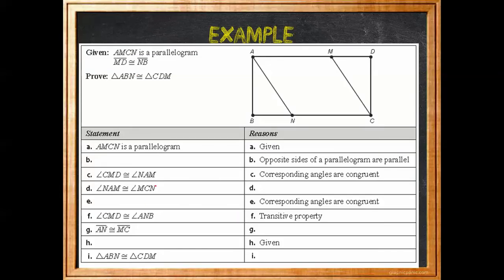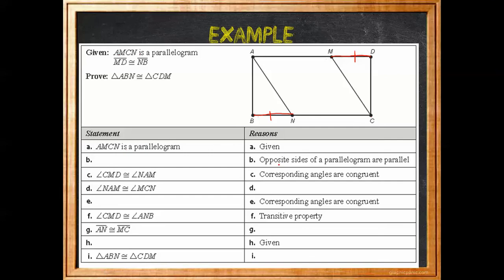Okay, here's a proof right here. We know that AMCN, the small one inside, not the big rectangle-looking one, is a parallelogram. They have also given us that MD is congruent to NB. And what we're trying to prove is that this triangle ABN is congruent to CDM. So AMCN is a parallelogram.